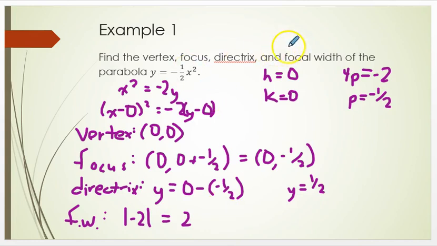So again, please start off by getting the formula into the appropriate setup so that you have the coefficients and numbers on the right sides, and then just carefully list out what is h, k, and p, and then it's basically a matching game. Look at the rules and plug in the numbers accordingly, simplify where you can. So here we have our vertex, our focus, our directrix, and our focal width. Let's do another example.